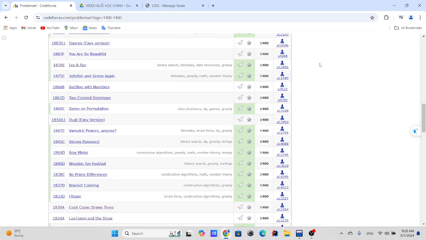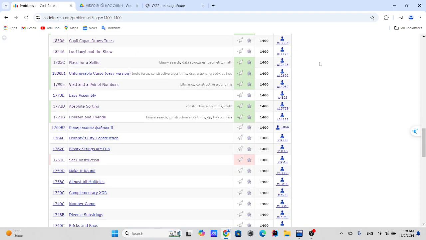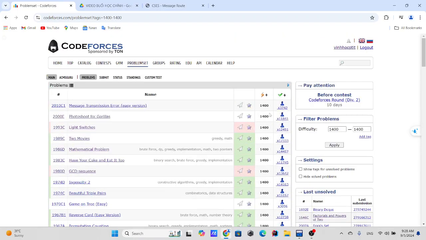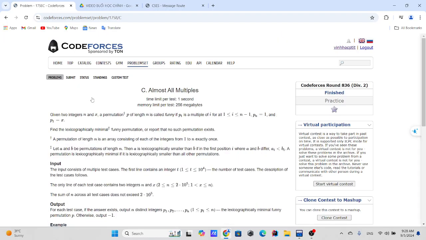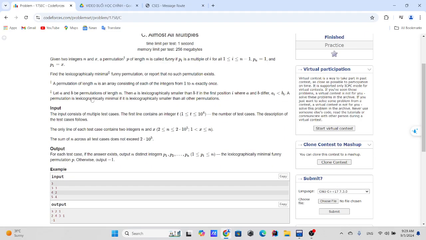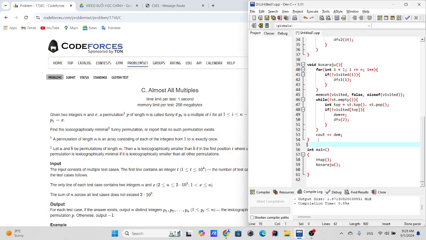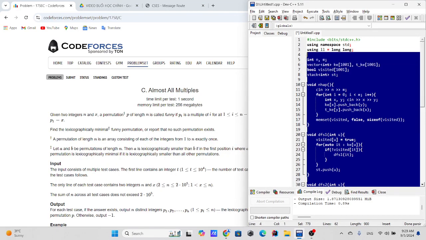So let's begin. Let's sort by 1400 difficulty. What should I do, to be honest? Wow, there are so many problems that I haven't finished. Let's do this one. It's a Division 2 C, right? So, what can I say? Let's start.